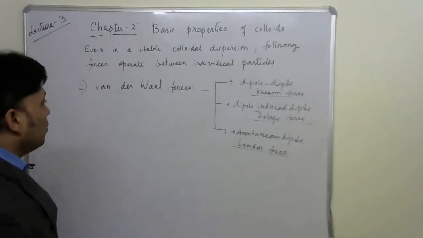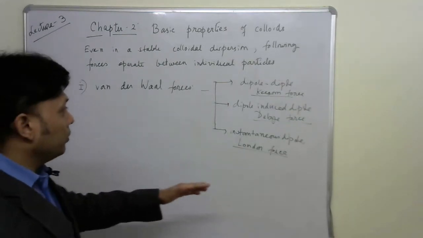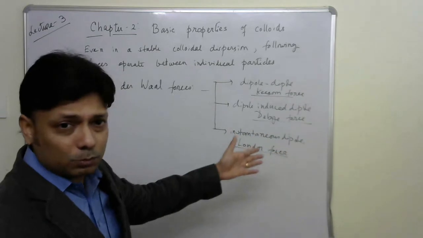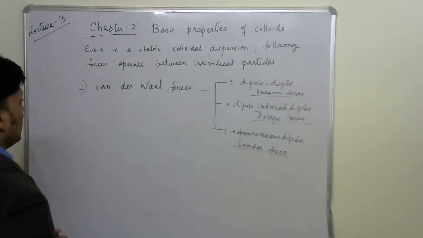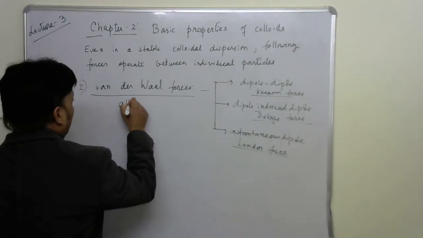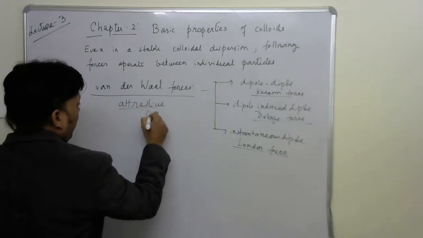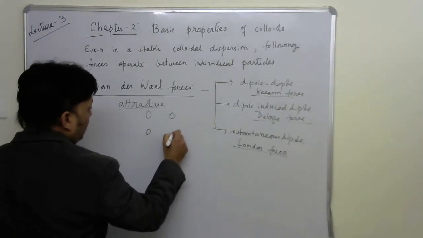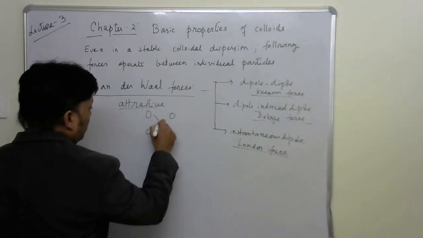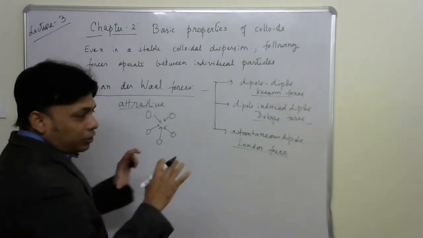Okay, so this is a very brief introduction about the van der Waals forces. Of course, you can read some basic physical chemistry textbook to know more about that. So the major point is that van der Waals force is an attractive force. So it actually tries to attract those colloidal particles together to make a large chunk, which means a large aggregate.